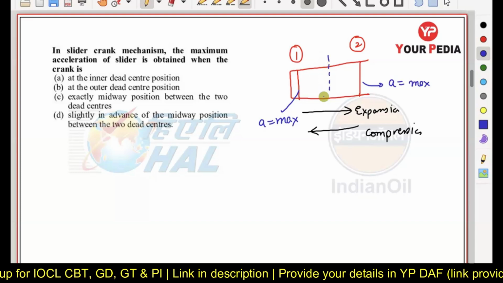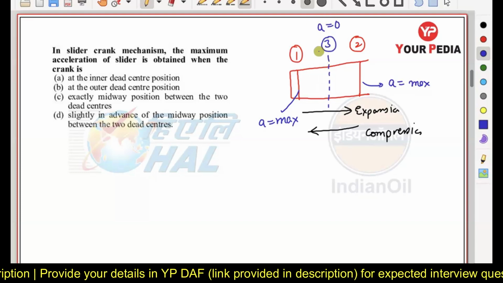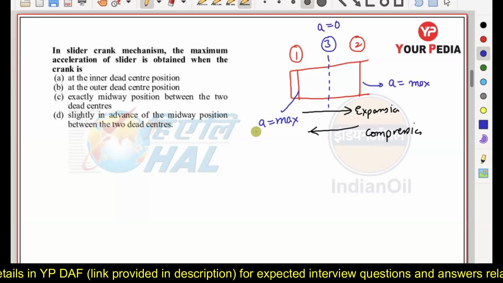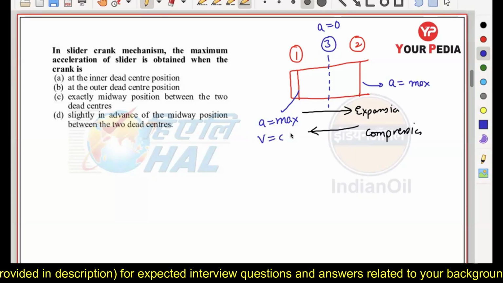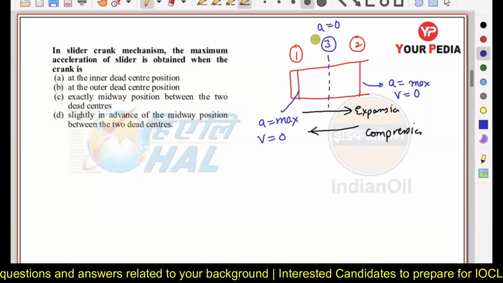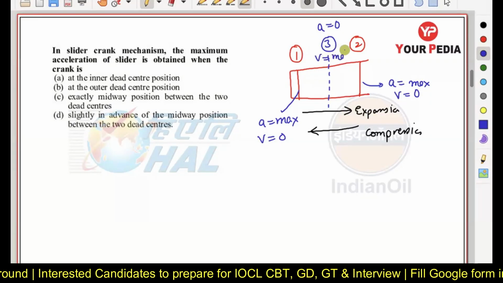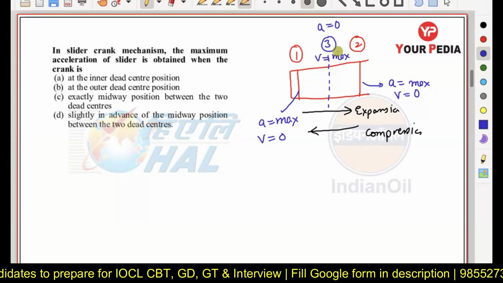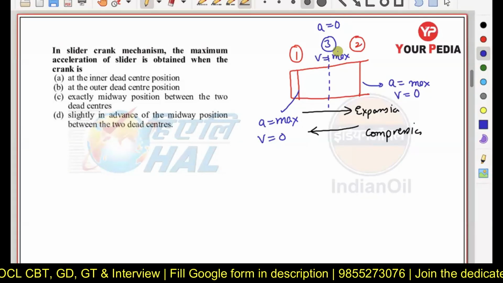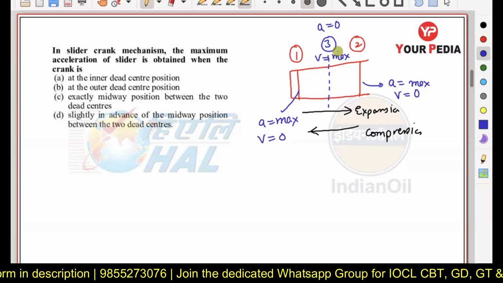And at position number 3, the corresponding acceleration is going to be 0. Okay. And the point where the acceleration is maximum, there we are going to see the velocity is going to be 0. And the point where the acceleration is 0, we are going to see the velocity is going to be maximum here. Okay, so remember these conditions here. Why I am saying that we are going to check out in the static and dynamic analysis chapter here.